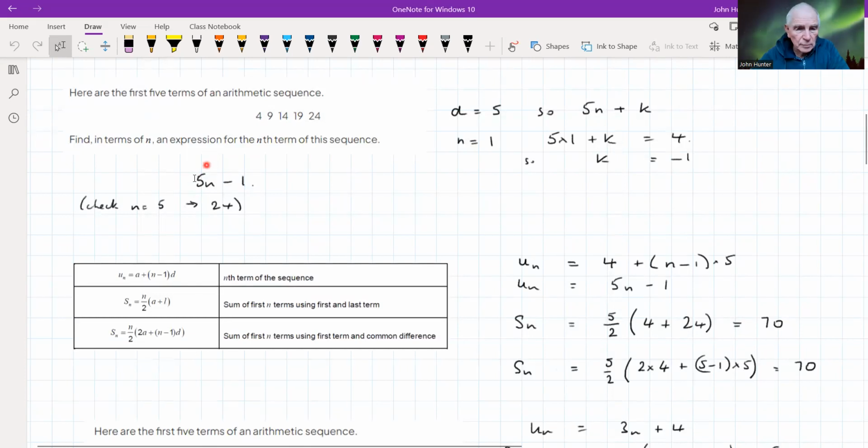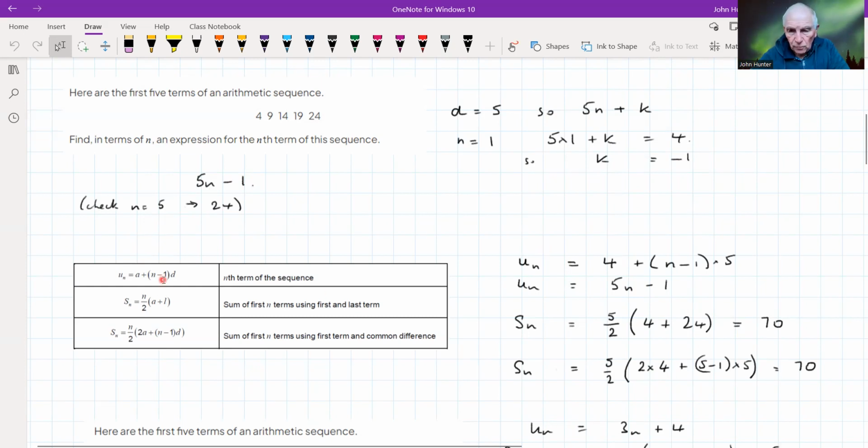And we can perhaps just check this. What happens? Well, we got a fifth term of 24 here, so that should work out. So if we put 5 in for n, 5 times 5 is 25 minus 1 is 24. So it works for that term. So, you know, I think we can take that as being right.